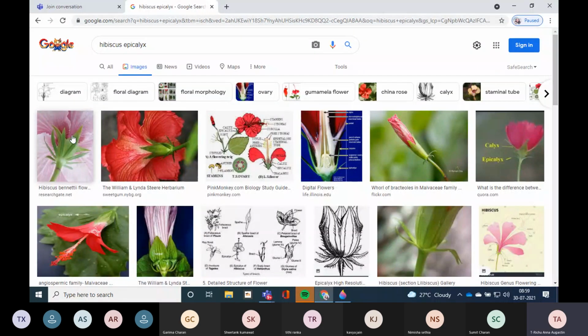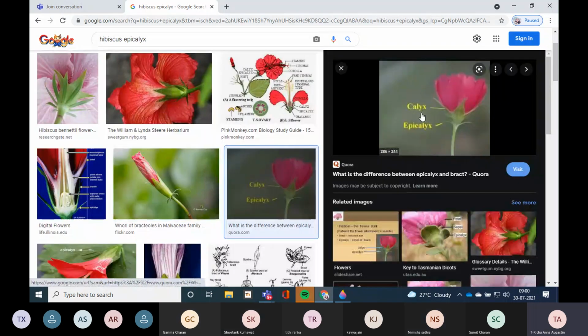Can you see this? One pair is present on the upper side, one pair is present on the lower side. That means an additional pair of sepals is present. Everyone, can you see this? Yes, ma'am. Here in this diagram, look at this diagram.